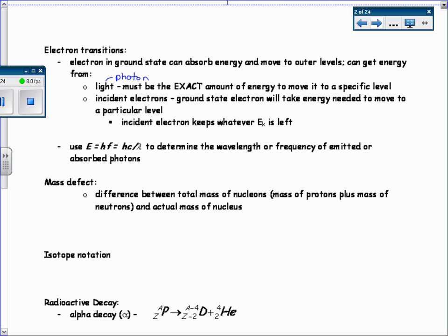If it's from an incident electron, some sort of electron that's passing by that has kinetic energy, that electron can give the electron in the atom any amount of energy it wants. The electron will just take what energy it needs, and then the traveling electron will continue traveling along, and it keeps whatever EK is left. And the thing to remember here is that electrons prefer being in their ground state.